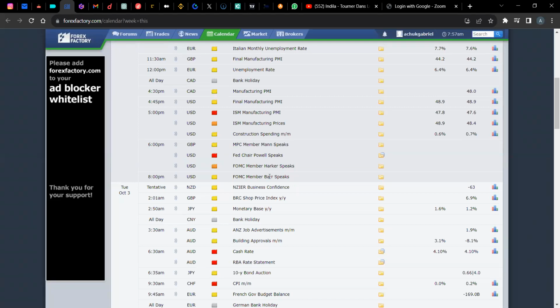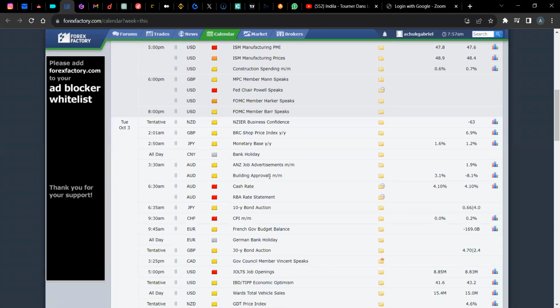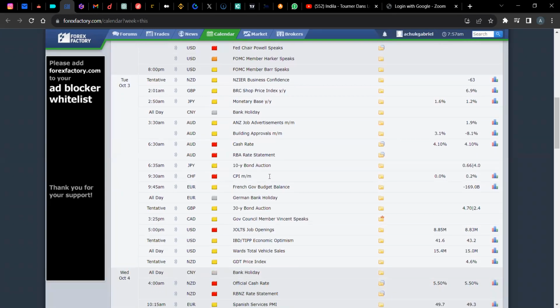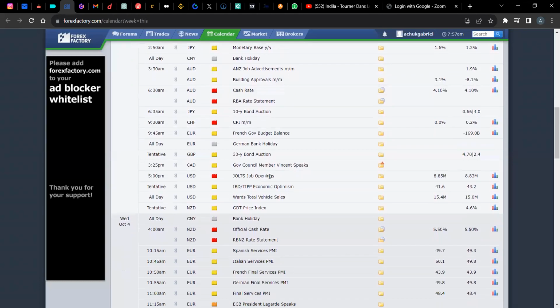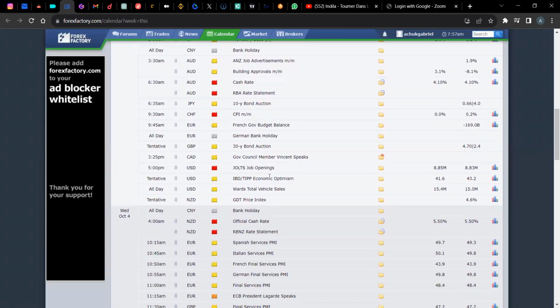Those are the major fundamental events. We've already looked at how the dollar is strong. So will these upcoming data sets be able to fuel further dollar strength, or will they cause some temporary dollar weakness? Coming into Tuesday, we have the Australian cash rate and the rate statement at 6:30 a.m. So that is very important. And then on Tuesday, we have the Swiss CPI. And later that evening, we will be having our US job openings. So that's what we have on Tuesday.